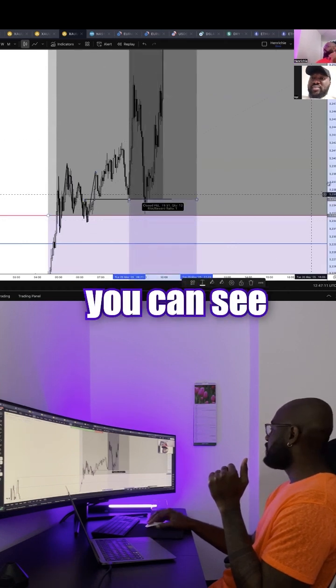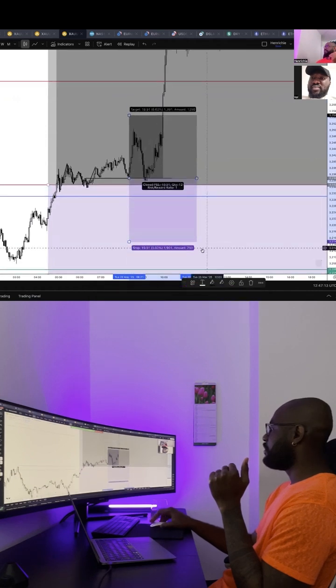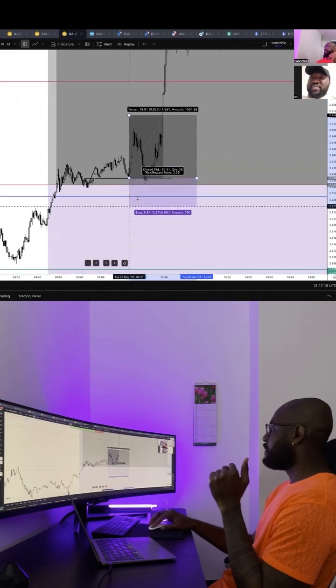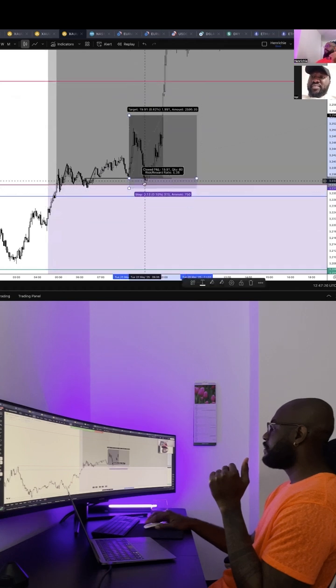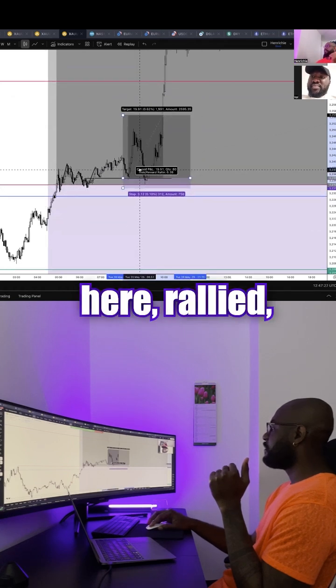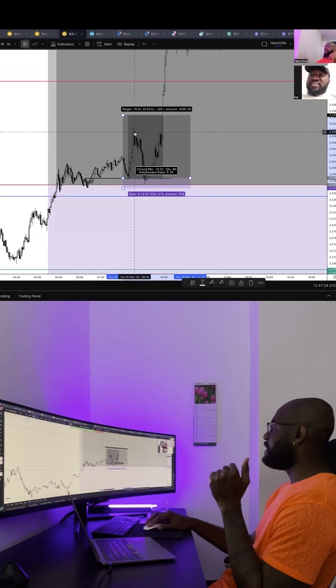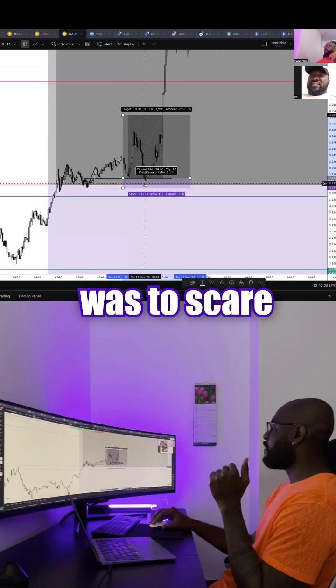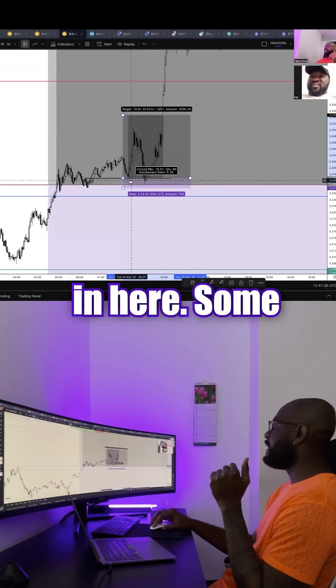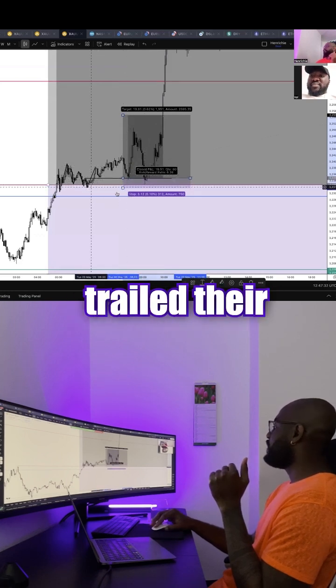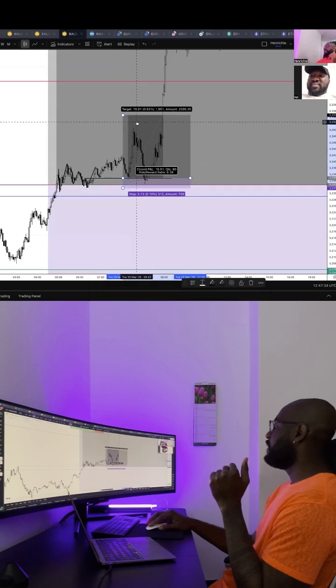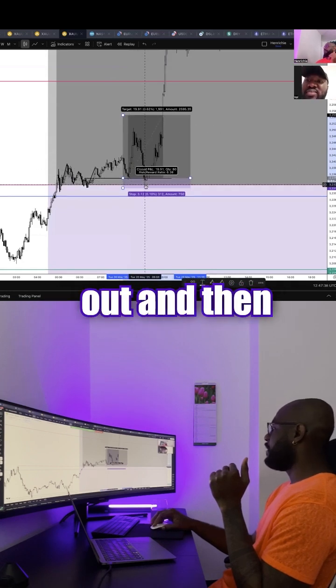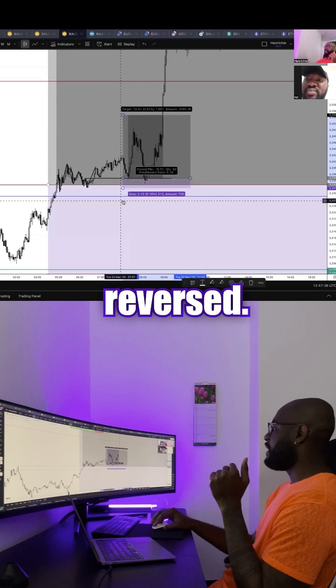And right there, you can see how many times price came into that position. It came in the first time here, rallied, came back the second time. The reason it came back the second time was to scare you because some traders were already in here. Some of them already trailed their stop loss to break even. The market came back down to wipe them out and then reversed.